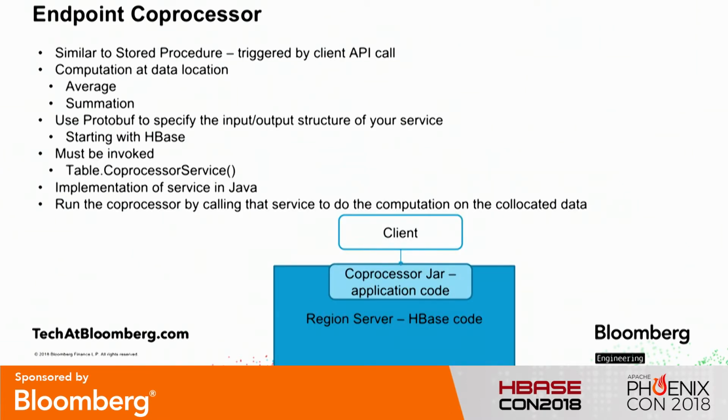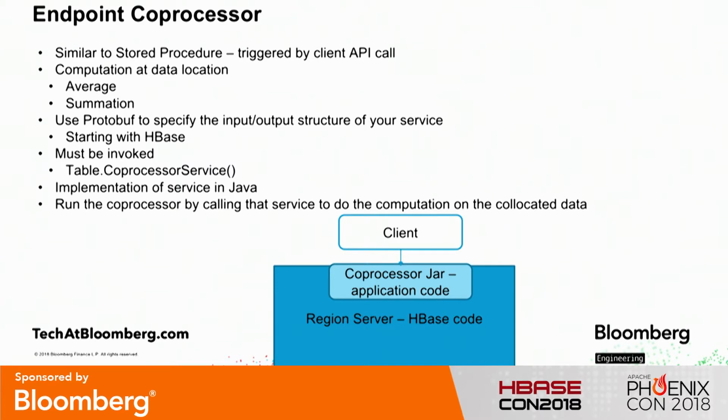So there are actually two kinds of coprocessors. We've got endpoint coprocessors and observer coprocessors. The first kind is the endpoint coprocessor. These work more like stored procedures in the database world. So they're triggered when a client makes an explicit call to this stored procedure. And they can do all kinds of computations.